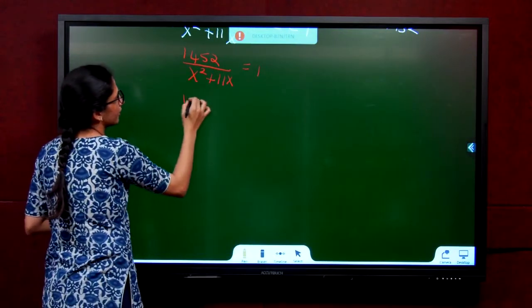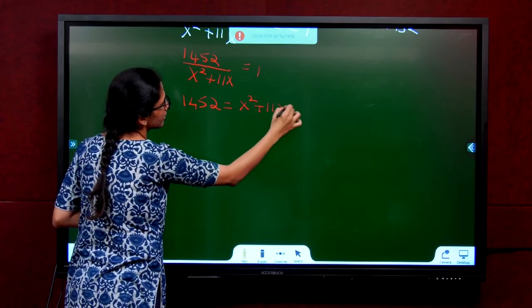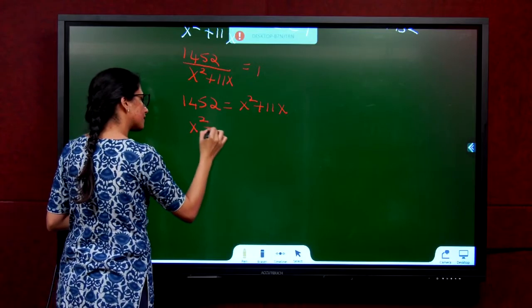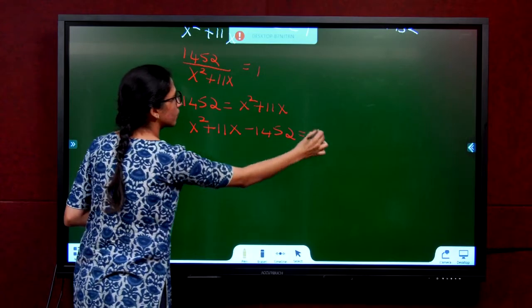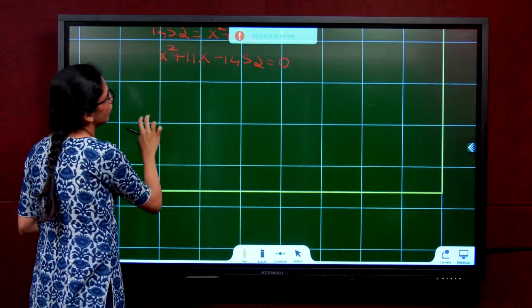Send the x square plus 11x that side. 1452 is equal to x square plus 11x. 1452 goes that side. X square plus 11x minus 1452 is 0. Now how do we solve this equation? We'll go for the quadratic formula.